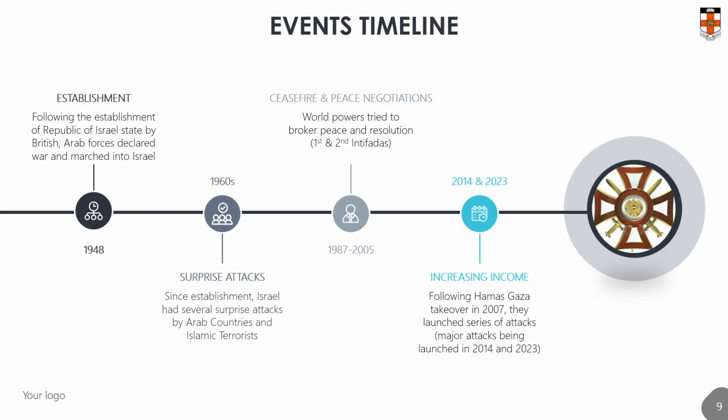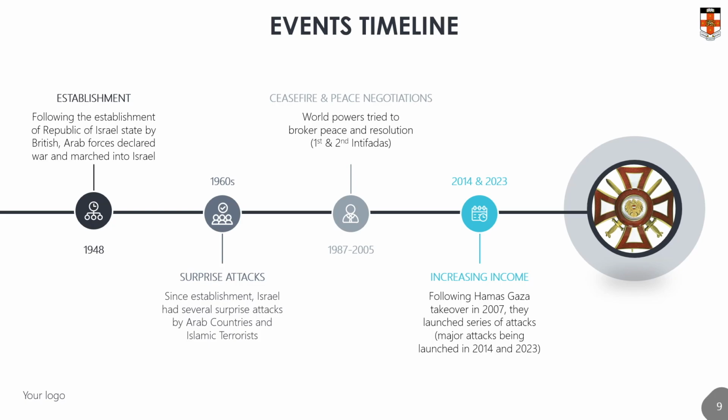And also, 1987 to 2005 was the era of ceasefire and peace negotiations, because apparently there were so many casualties of foreign nationalities, including Americans and other Western countries. They tried to broker peace and reach a conclusion, but it all went in vain.